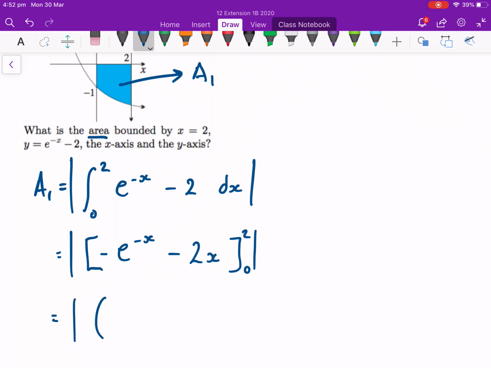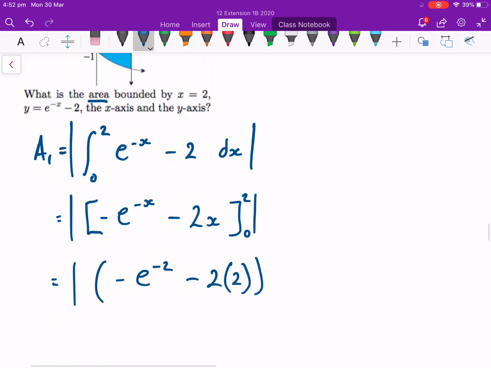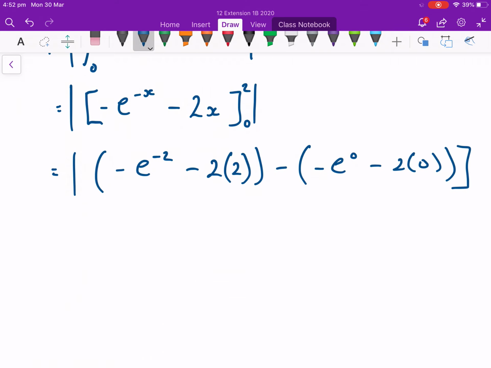So substituting 2, we get negative e to the negative 2 minus 2 lots of 2, minus negative e to the 0 minus 2 lots of 0. And then we put the absolute value in to close that off.